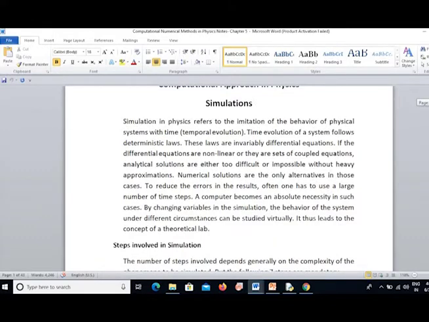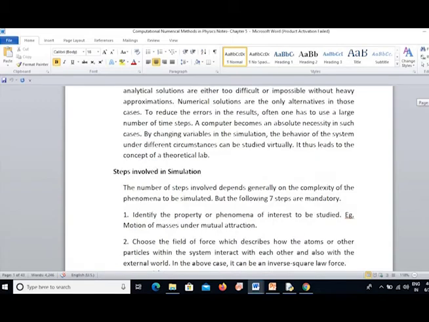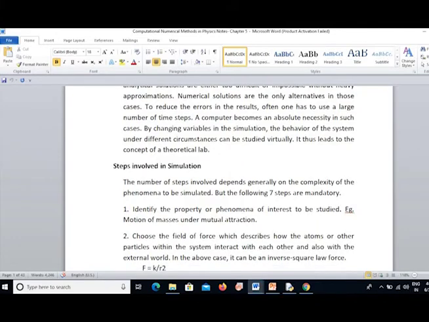You go through the text that is written: what are basically the steps involved in simulation? First, we need to identify a problem. It could be, as an example, the motion of masses and their mutual attraction. It could be planetary motion. So we should identify or sort out any of these problems.